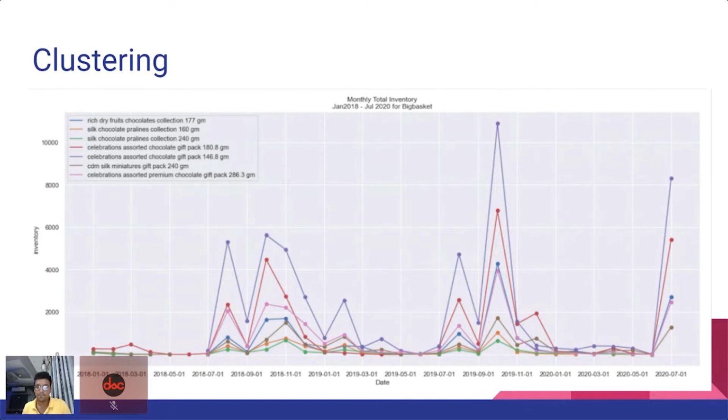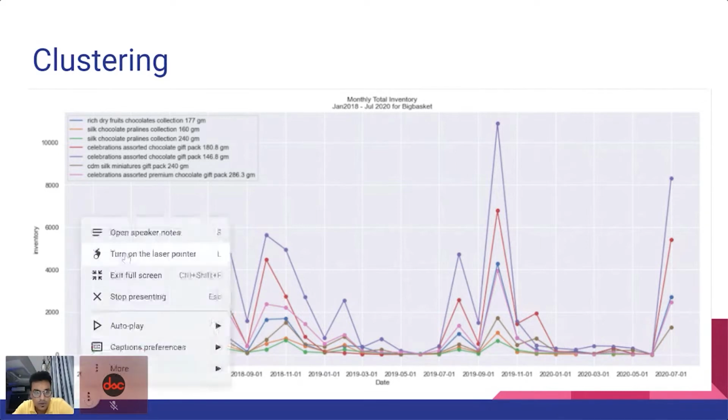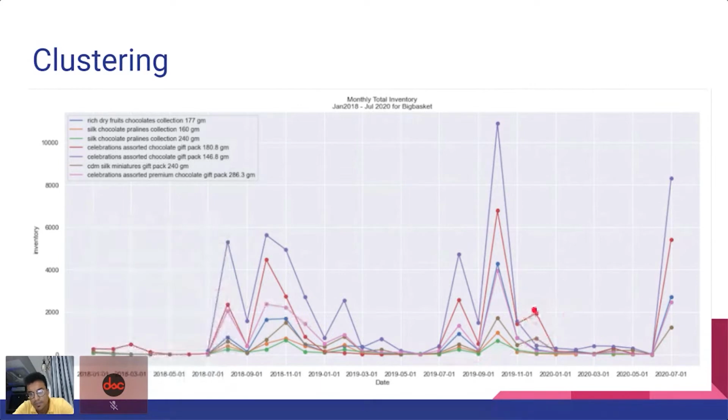For example, although this red one follows the same pattern as the brown one, let's say this red one had a different pattern. Let's say all the others would have been decreasing, and only the red one would have been increasing, in this year only, not every year. So this point would be considered an outlier because usually this does not happen every year. It happened only this year, right?